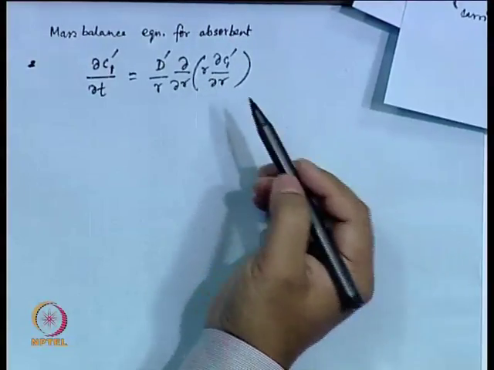So, what you are considering here is only radial diffusion, no axial conduction or convection, because axial convection is not possible within a solid phase. Within a solid phase, axial convection is not possible. Axial conduction, that is, axial diffusion.